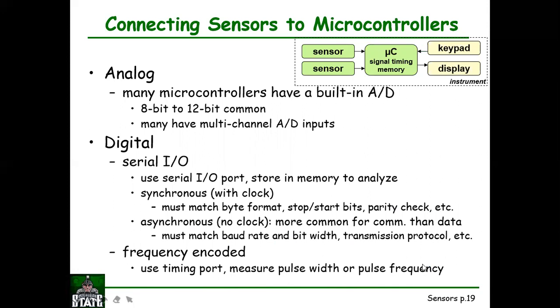Okay, frequency encoded means what? If you are having some remote, right, and you are pressing some key, that particular key has some assigned value of frequency, right? So your microcontroller should have some encoder to encode that particular frequency. So for frequency encoded, it will have your timing port, measure pulse width or your pulse frequency.